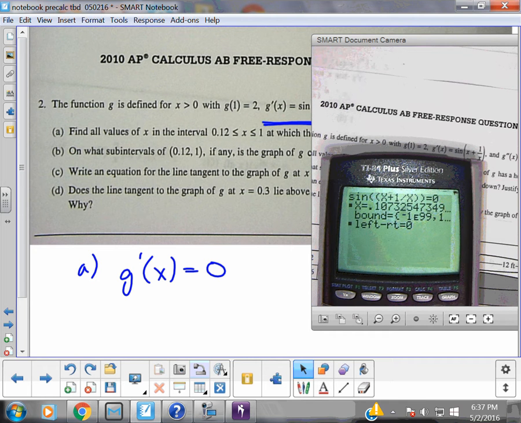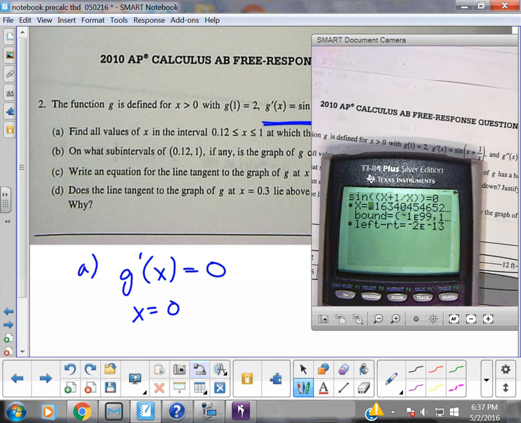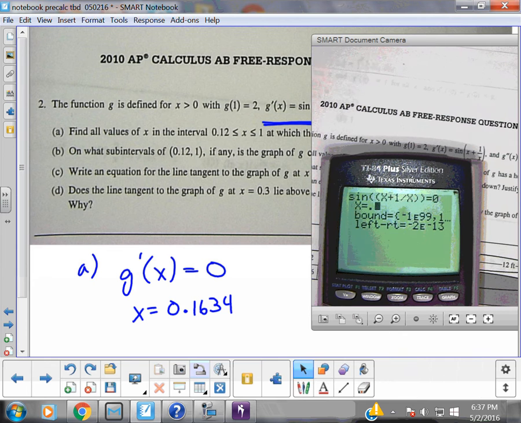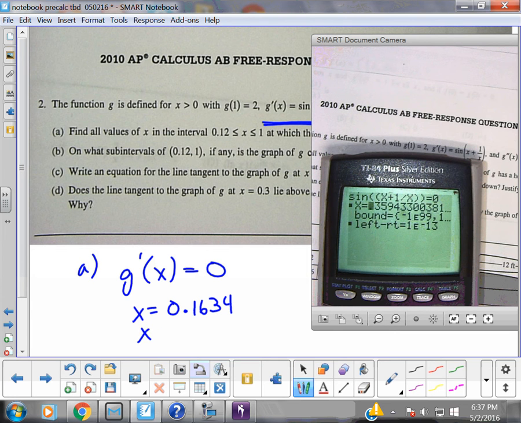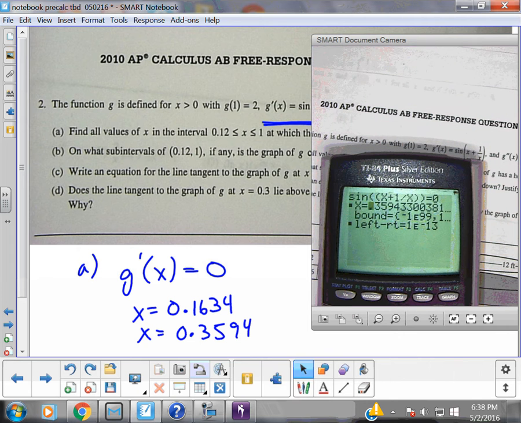You've got to be careful here. So then I might guess a little higher, 0.135 maybe, alpha solve. Okay, and I get an answer of 0.1634. So x is 0.1634. Now I want to make sure I go high enough to guess if there's another one. So I might guess right in the middle of the interval, say 0.6. Alpha solve, check it. 0.39. Ah, there's another one, and it's in the interval. X equals 0.3594.